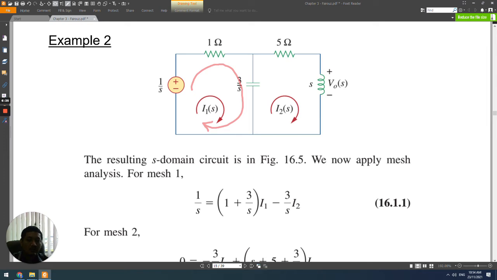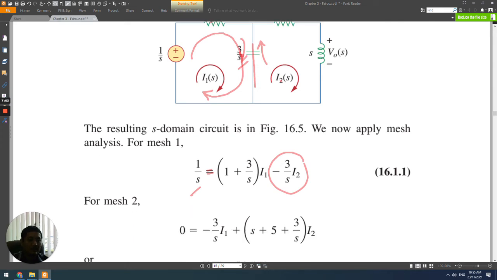So here, this is 1 over S, the voltage source. This 1 over S equals I1 times 1, plus I1 times 3 over S, and then don't forget minus I2 times 3 over S, because in this branch we have I1 going in this direction and I2 going in this direction. That's why we have minus I2 times 3 over S. Alright, so now we have solved for mesh 1.